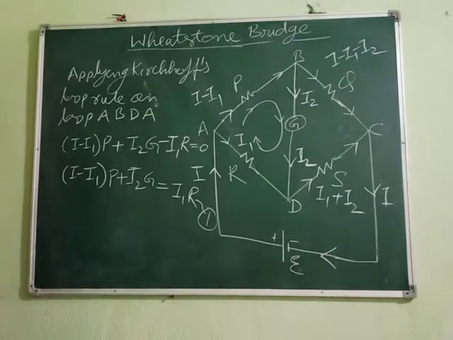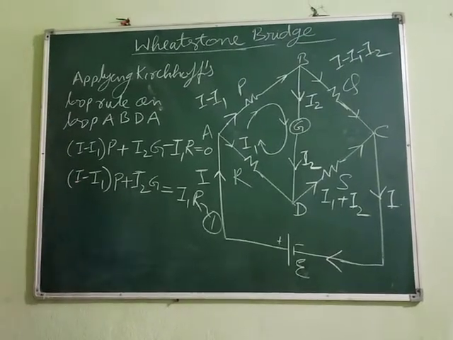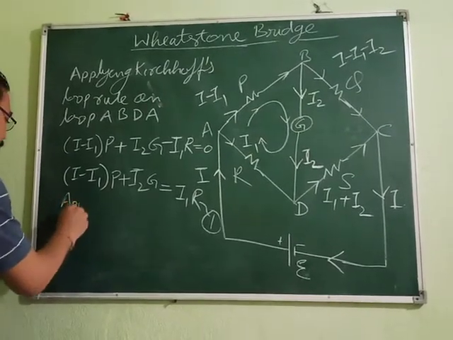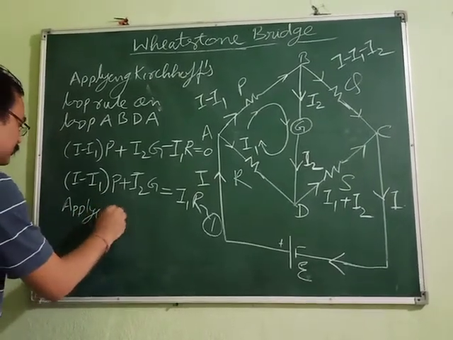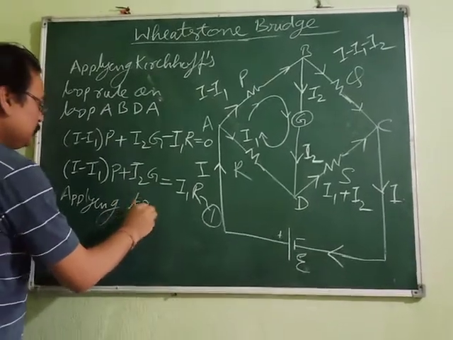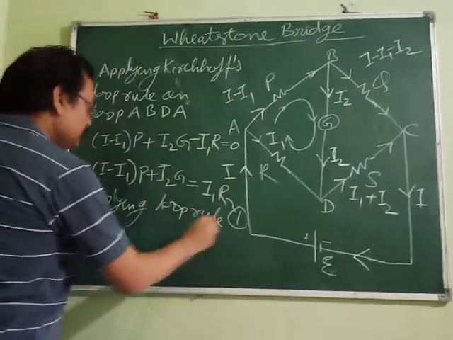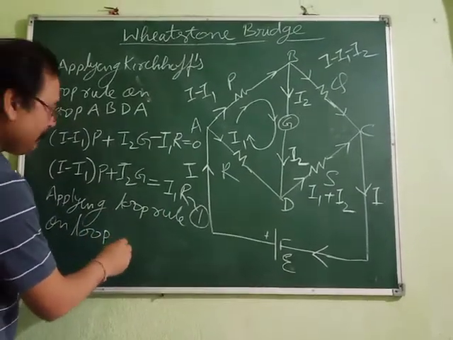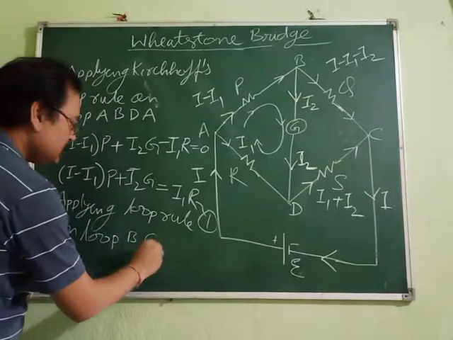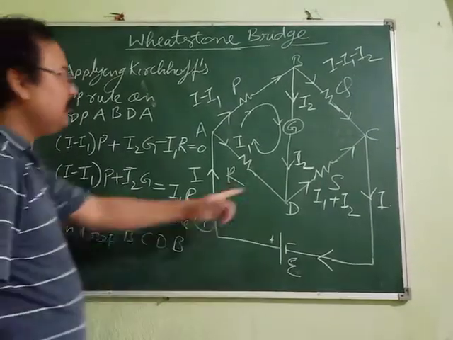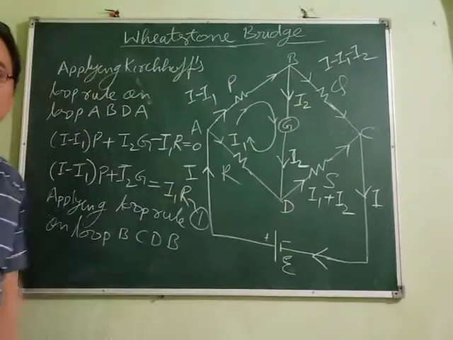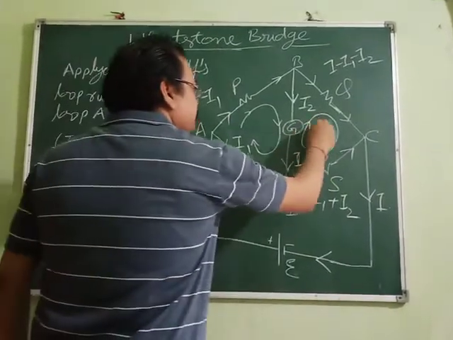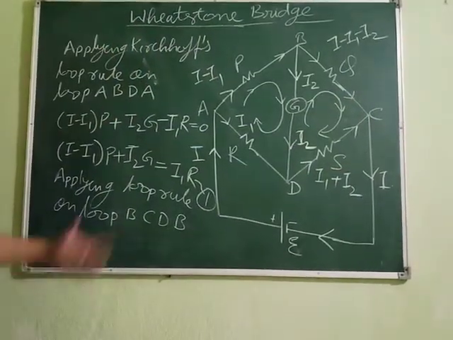Got it? Now next we have to again apply the Kirchhoff's loop rule on the next loop, that is B, C, D, B. Let's again move in the clockwise direction. What is the problem in that? Okay, let's see what happens.